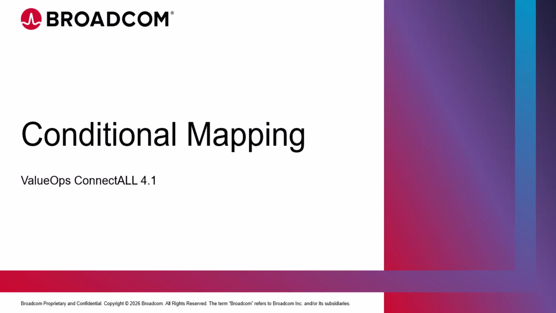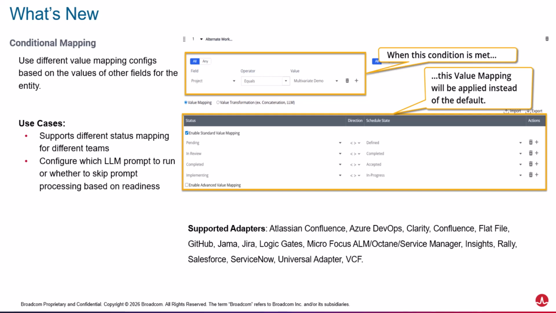Conditional mapping, and that's the first new feature we're going to be sharing today. Conditional mapping lets us use different value mapping or value transformations depending on the value of another field synced in the entity. Some use cases we're supporting here are different status values for different projects included in the automation, or picking a different LLM prompt to run in the concatenation depending on another flag.